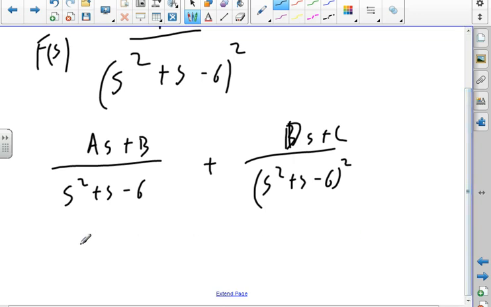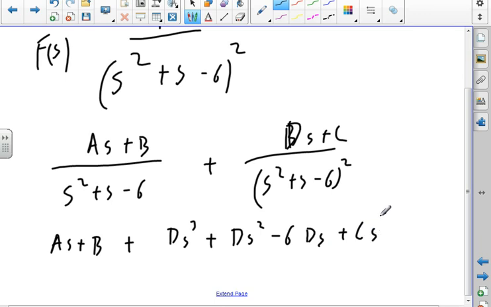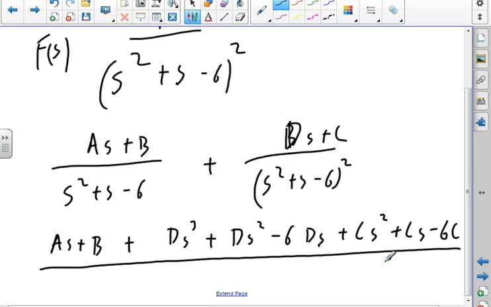Okay, well, I'm going to have as plus b plus ds cubed plus ds squared minus 6 ds plus cs squared plus cs minus 6c. How come the B's and C's have bigger exponents? Isn't the A and the B the side that means? See this guy? Oh, bummer. You have to use it backwards.